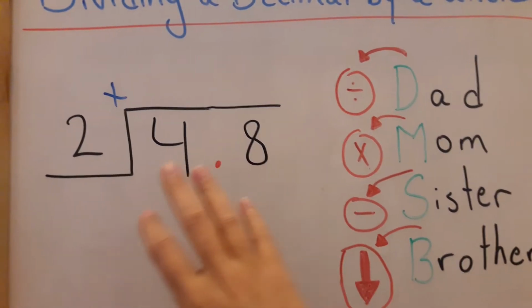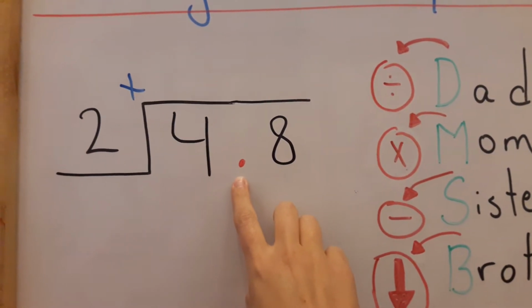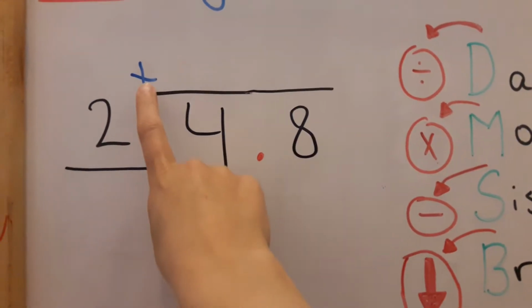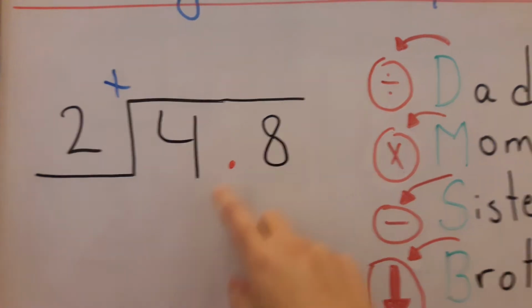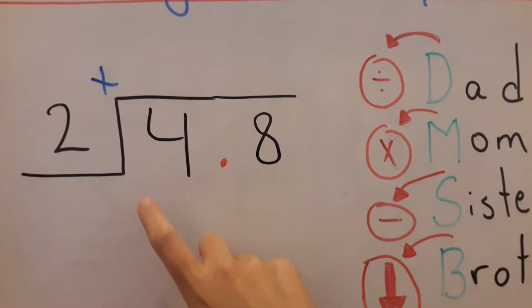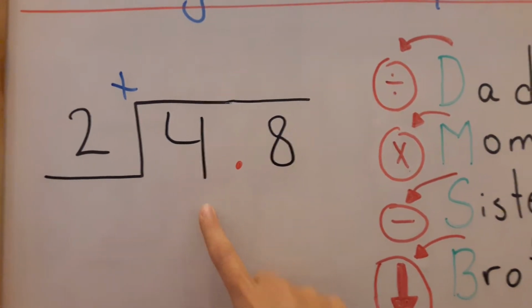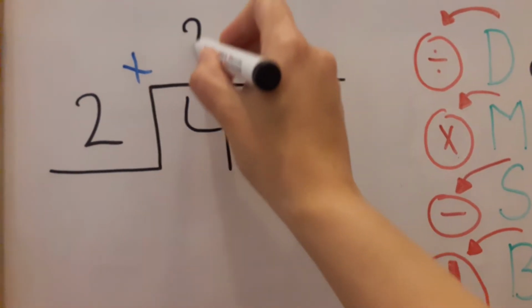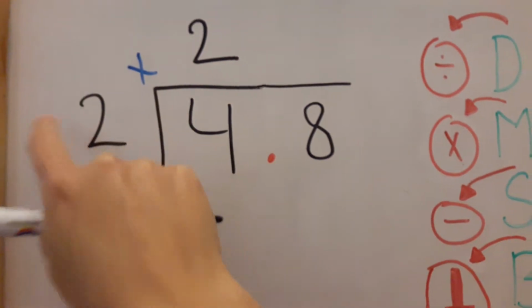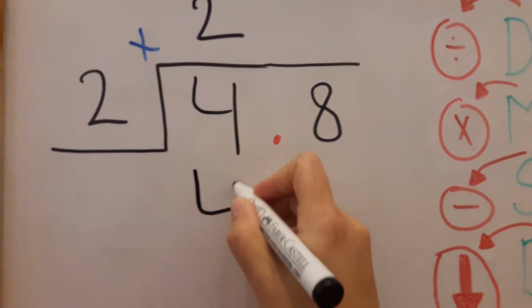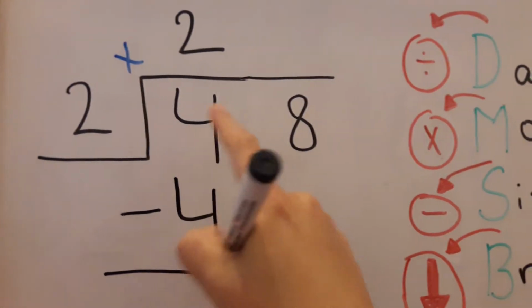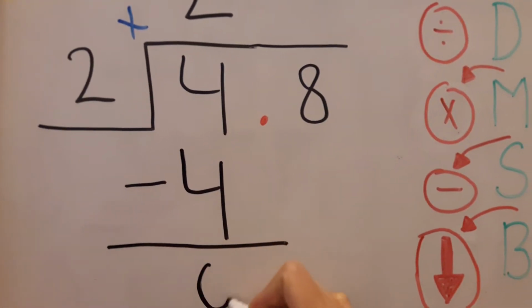Okay? So first of all, forget about this decimal point for a moment. Let's start thinking. 2 times what gives me 4? So the first step, we're dividing mentally. 2 times what gives me 4? The answer is going to be 2. So I'm going to put 2 over here. 2 times 2, it's 4. Then what? Then subtract. 4 minus 4, it's 0.